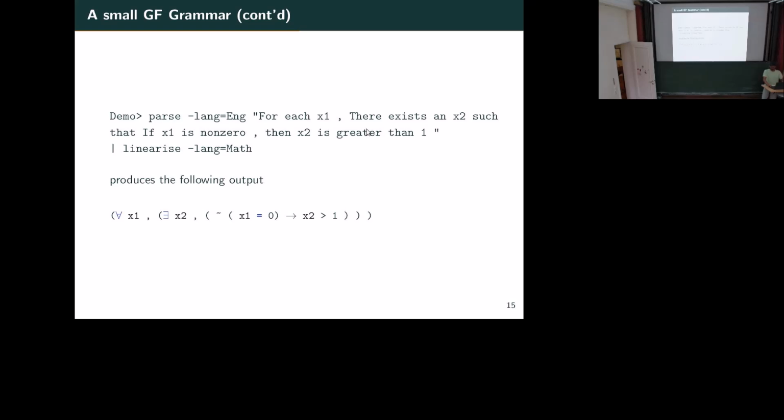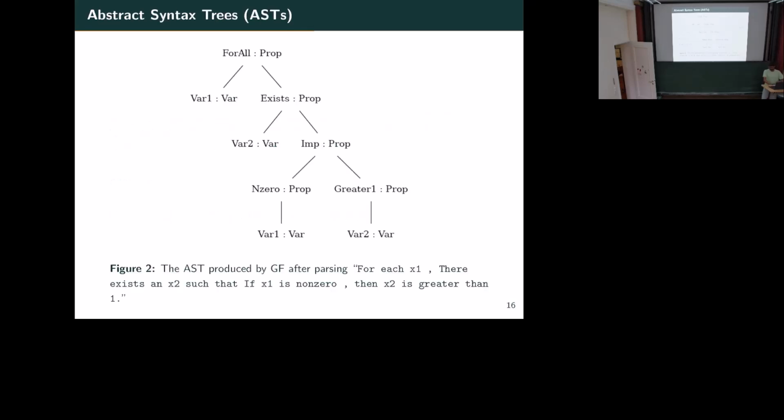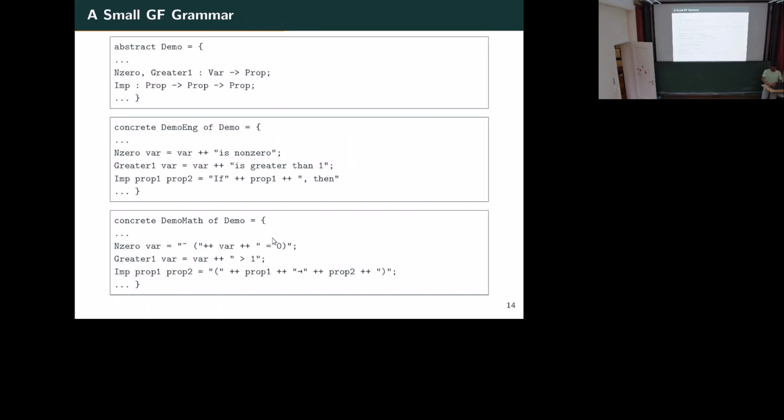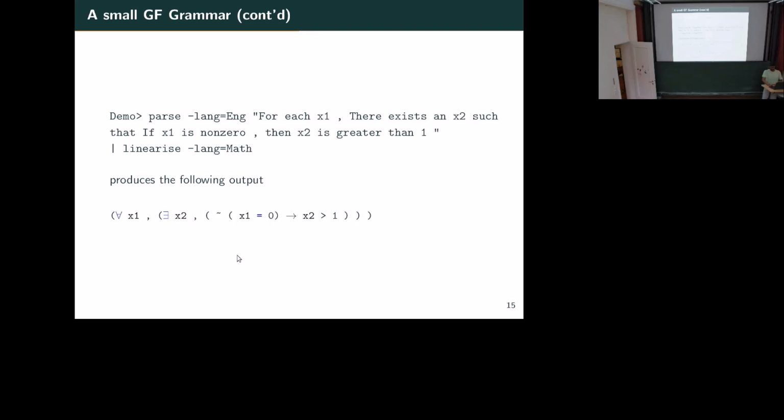And the translation process happens as such. So first of all, GF takes this string, for each x1 and so on. It produces the abstract syntax tree, and this is how the abstract syntax tree looks. This has been produced by GF. And then because we know how to linearize this in the language of math, the same tree is linearized via this grammar, and hence we get this output. So this is how a standalone GF translation program works.